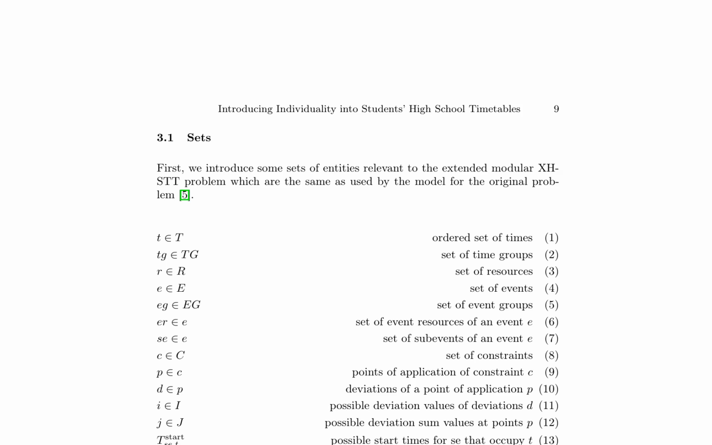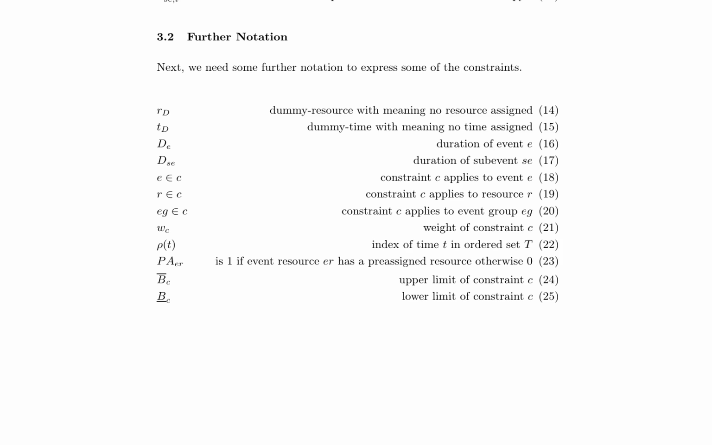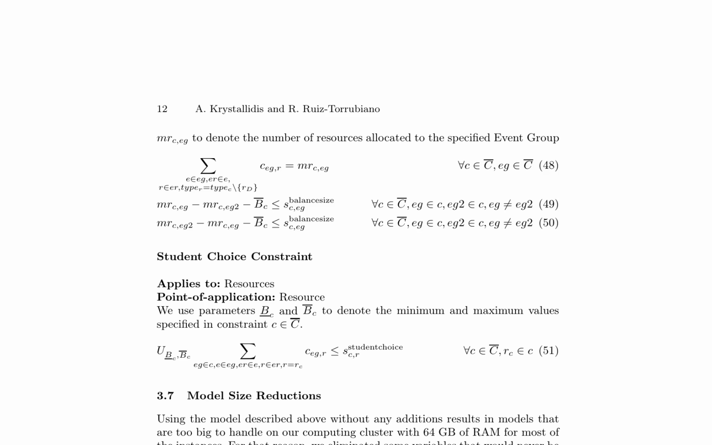The extended modular XHSTT problem introduces individuality into students' high school timetables by incorporating various entities and variables. It involves times, time groups, resources, events, event groups, event resources, subevents, and constraints. The model uses functions to calculate the cost of constraint violations, including sum, sum square, and square sum cost functions. Dummy resources and times are introduced to represent no resource or time assignments, and durations for events and subevents are defined. The constraints are applied to events, resources, and event groups, with each constraint having a weight and upper and lower limits. The objective is to minimize the total cost of constraint violations, balancing the need to satisfy all constraints while minimizing the overall cost.